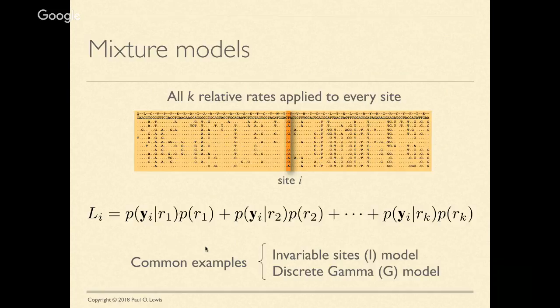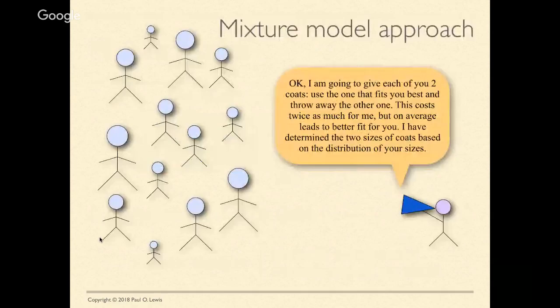So there are two different common mixture models in use. One is called the invariable sites model, or the I model, and the other is the discrete gamma model, or the G model. They're both mixture models. It's just that they define the number of rates, and the probabilities of rates, a little differently.